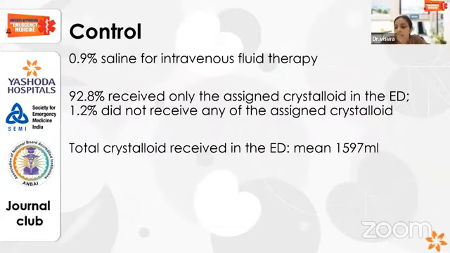0.9% saline for IV therapy: 92.8% patients received only the assigned crystalloids in ED, and 1.2% did not receive any assigned crystalloids. The total crystalloids received in ED, the mean was about 1597 ml.